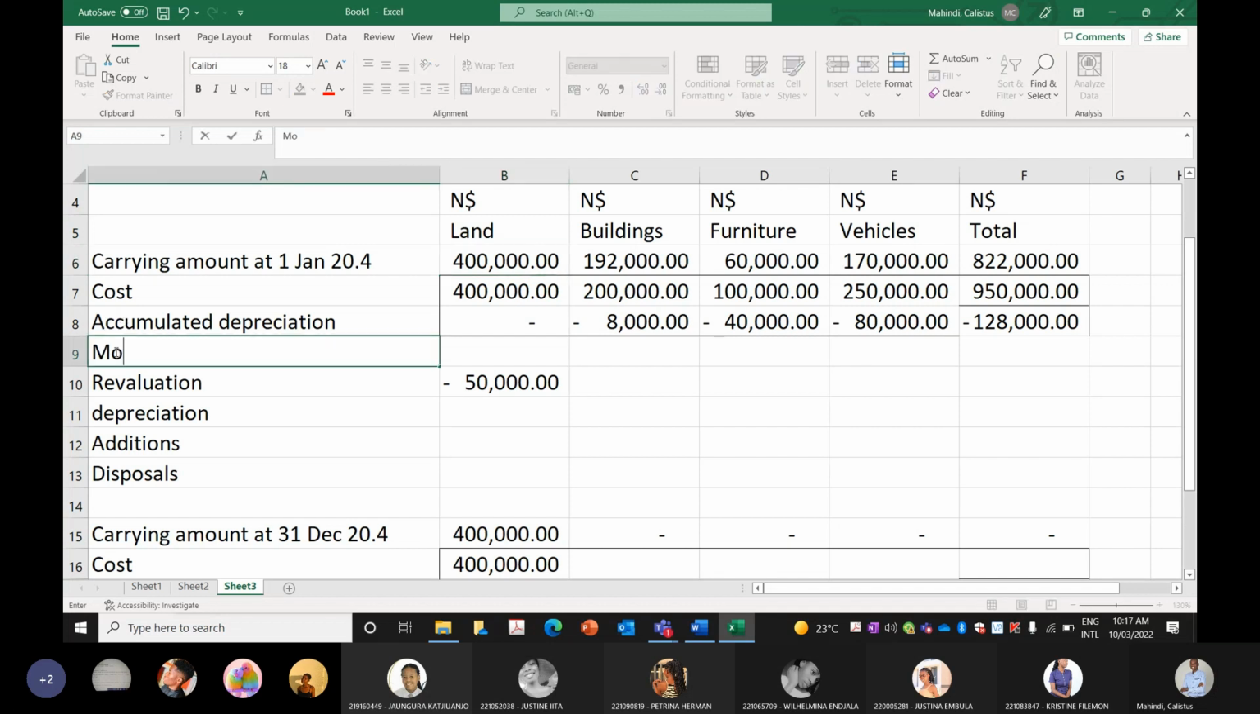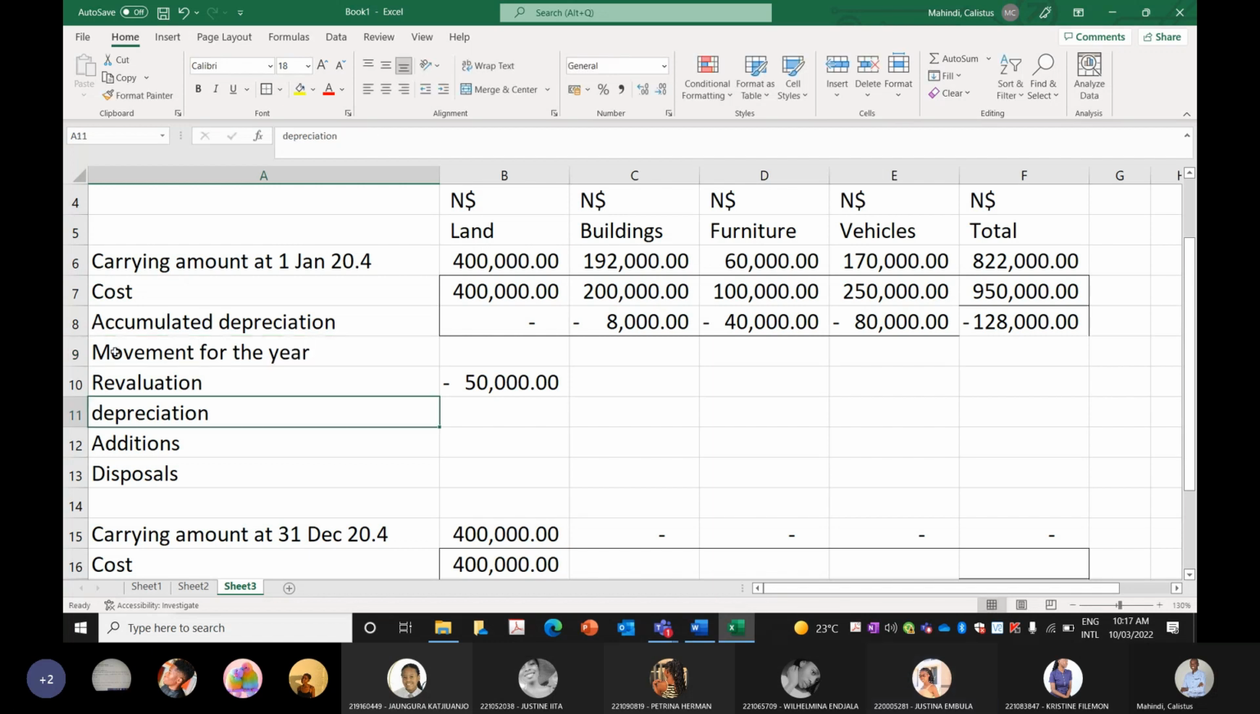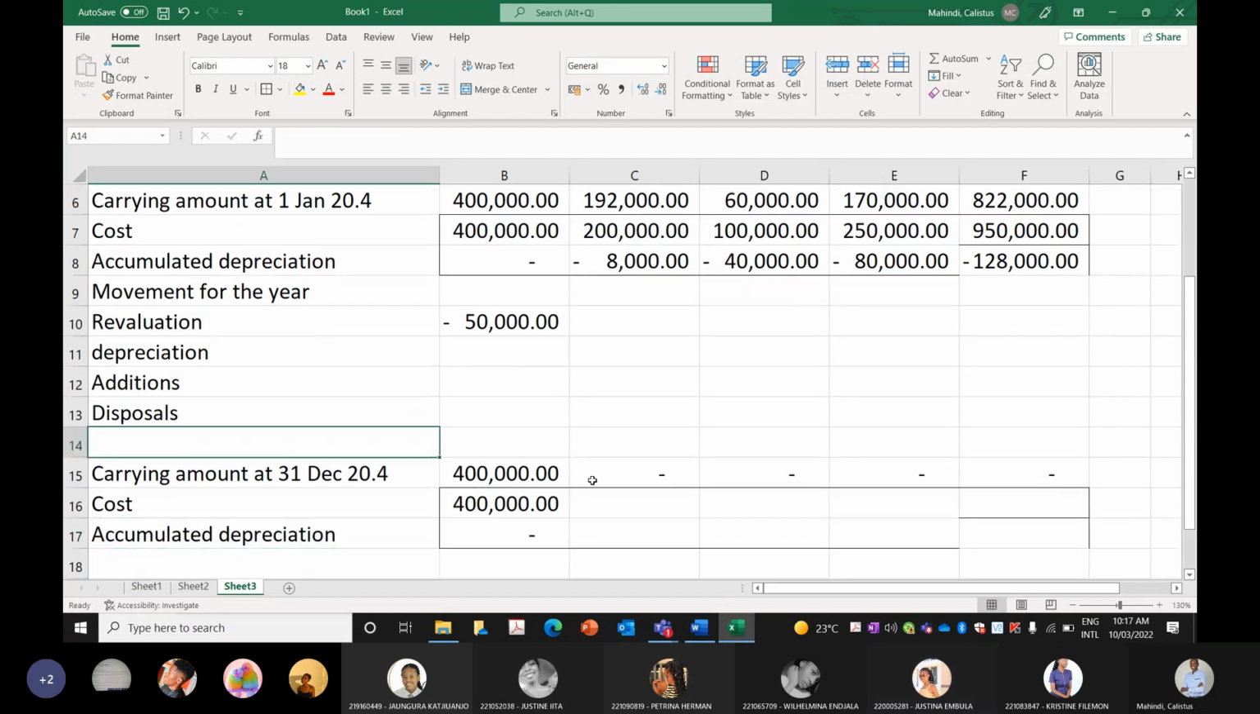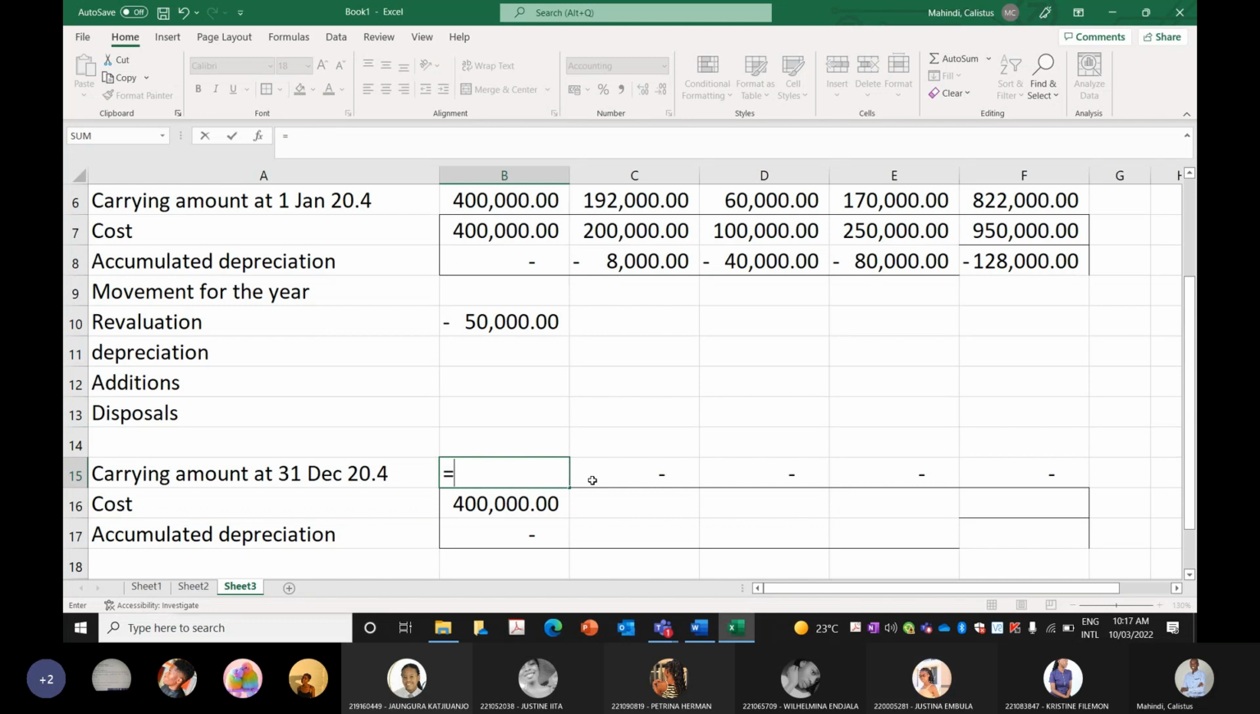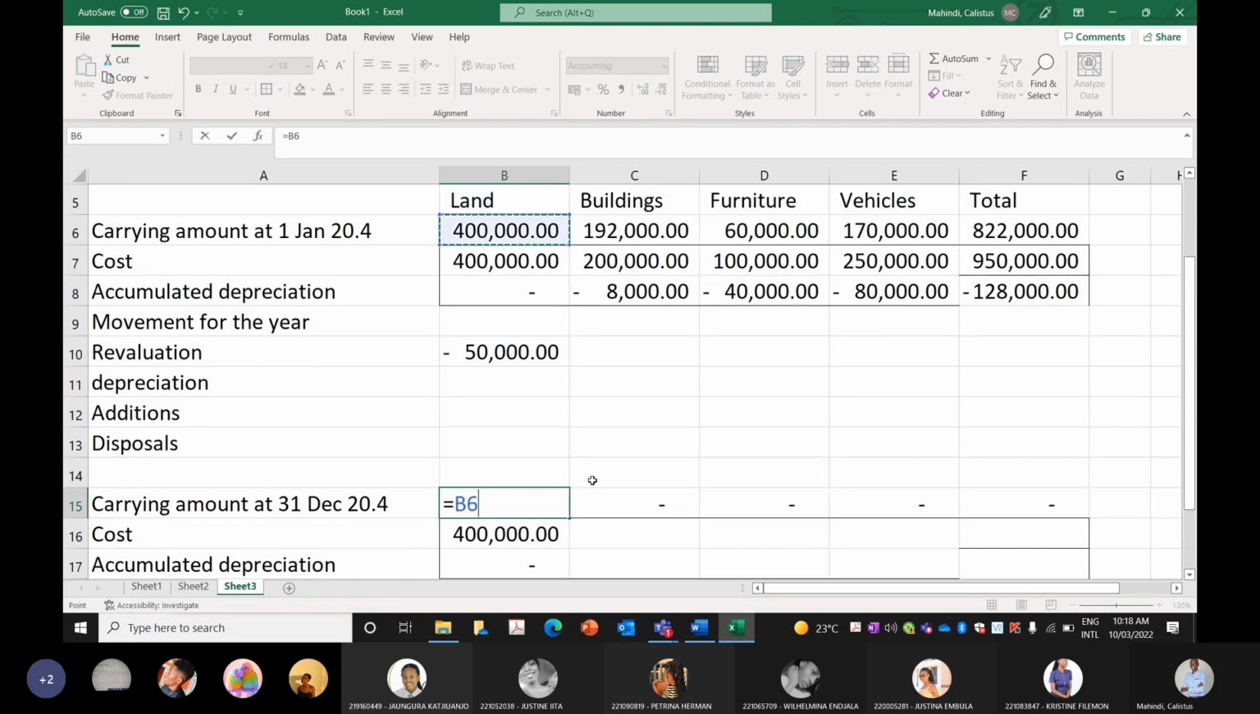Let me just put this as a heading, movement for the year. All right. So this block down here is for your movements. So we had a downward revaluation, which was the movement for the year. So our carrying amount at the end of the year would just be your 400,000 carrying amount at the beginning minus the revaluation. And we have a new carrying amount at the end. So the carrying amount at the end of the year of land is 350,000.